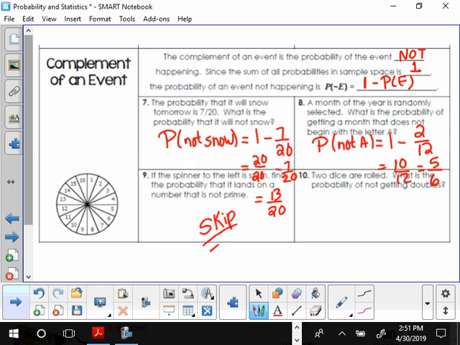We're going to skip number 9. I need to subtract 1 minus 2/12. So I change my 1 to 12/12. 12 minus 2 is 10. Just put the answer back up there.